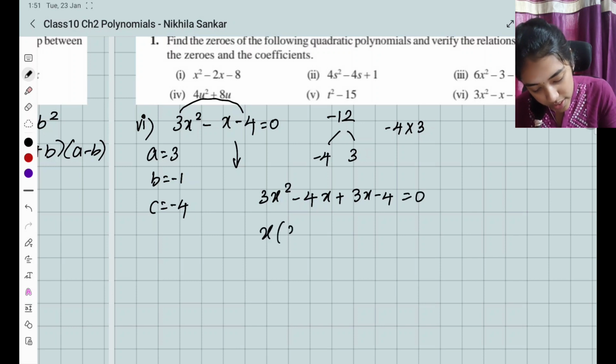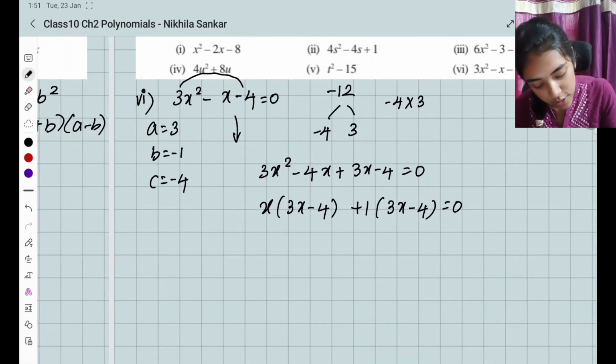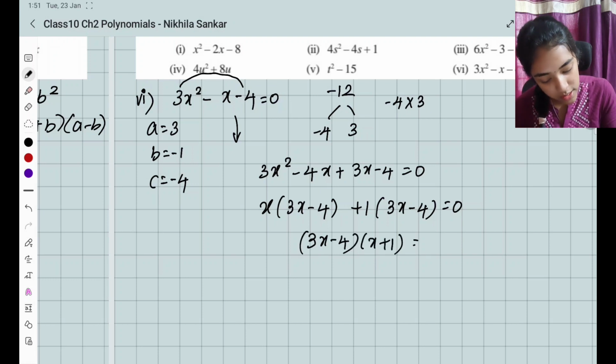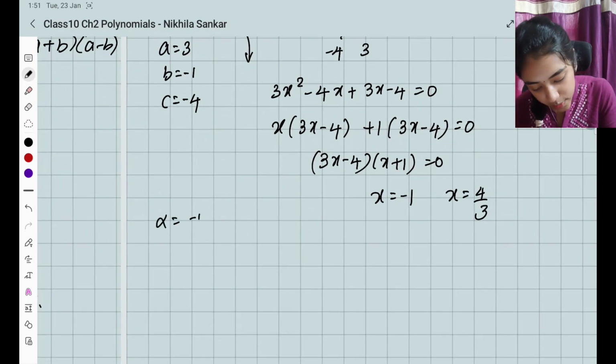So I can take x outside. I have 3x minus 4. In the second group, taking 3x minus 4 I'll have plus 1 equals 0. So from this we have 3x minus 4 into x plus 1 equals 0. So x equals minus 1 and x equals 4 divided by 3. So we have alpha equals minus 1 and beta equals 4 divided by 3.